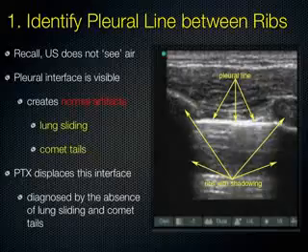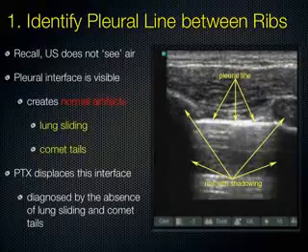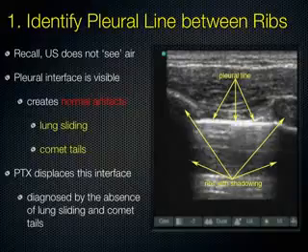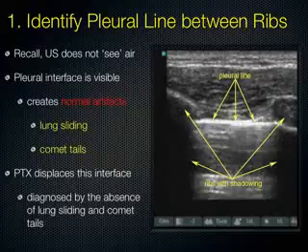The rib on either side and the pleural line in the middle. You may see A lines. If you do, does that mean you don't have a pneumothorax? No, because A means air. It doesn't necessarily mean the air is inside the lung. It could be outside. You may see B lines if the patient has pulmonary edema.